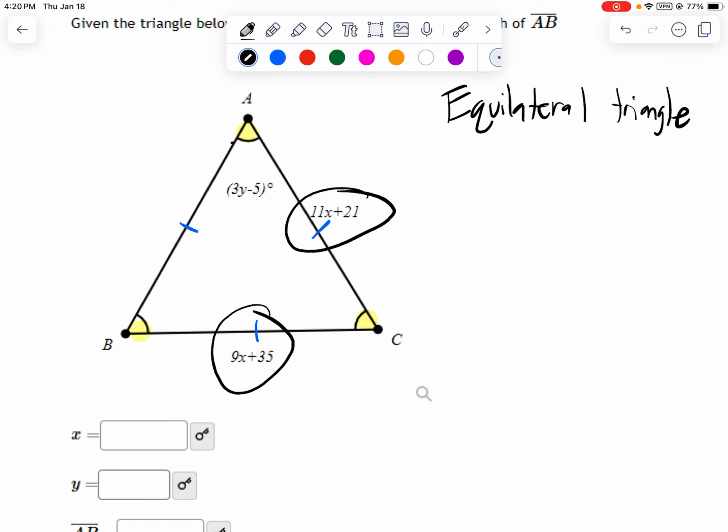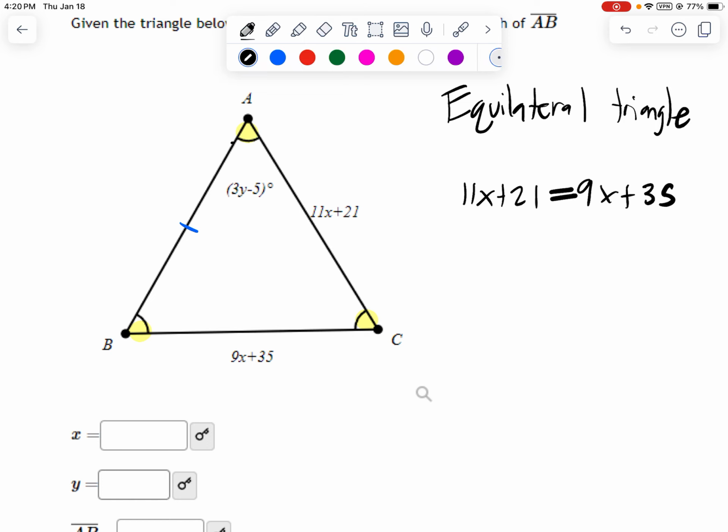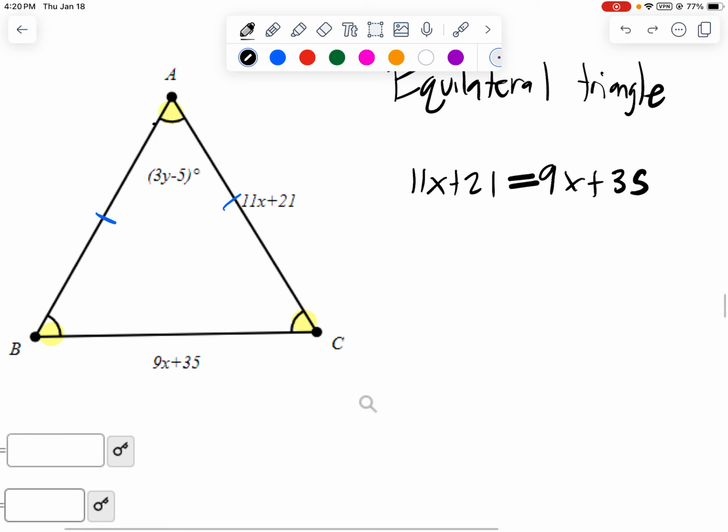If your sides have to be equal to each other, there's the relationship between the two sides of your triangle. They have to be equal. That's how you set up the equation. Once you know that you have two equal sides, that's as much as you need to know. Then once you have them equal to each other, start solving.